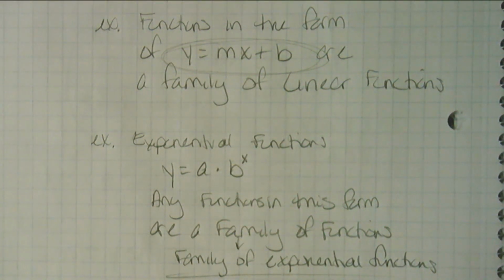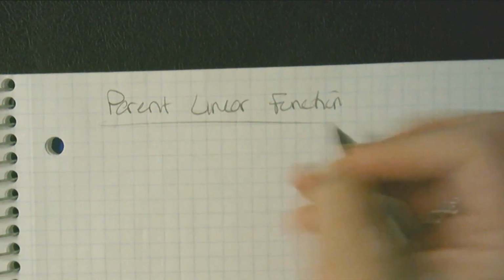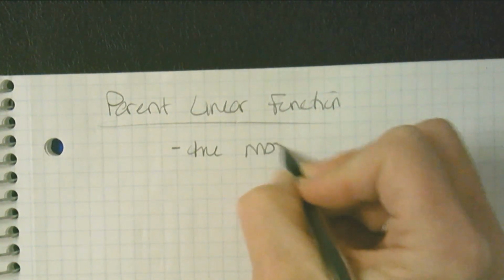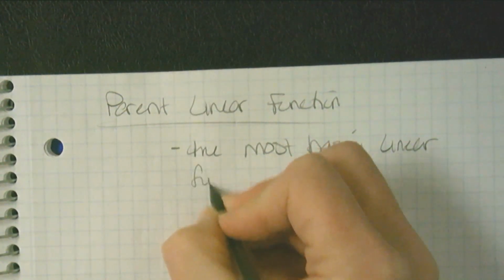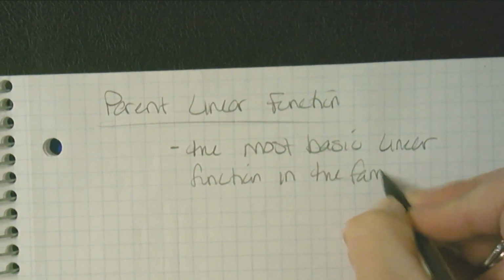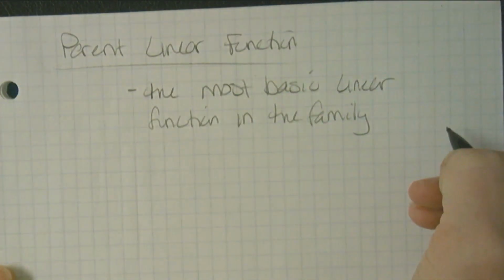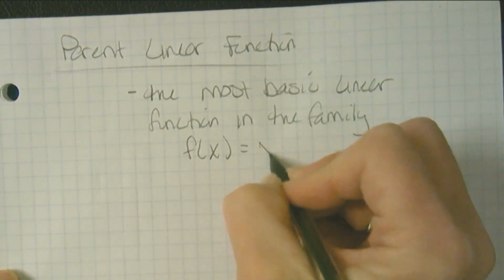Are you guys cool so far? Okay. There's something called a parent function. We're going to deal just with linear functions. So a parent linear function is the most basic linear function in the family. It's f of x is equal to x.